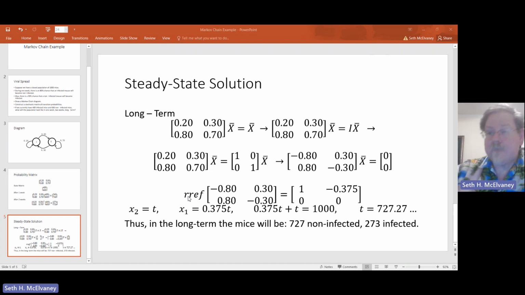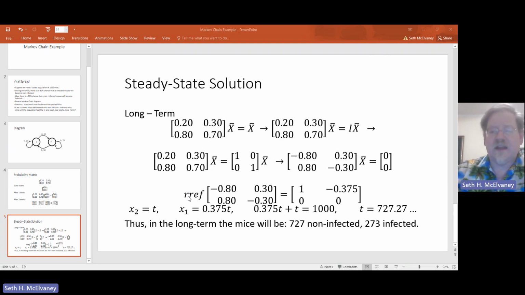Yeah, but there's one extra thing that we've got. We know that we're going to have 1,000 mice, so we know that the sum of these two values is going to equal 1,000. That leads us to being able to get a value for t. And so we get 727.2727, which repeats, so we'll round it to the nearest mouse. So we get 727 non-infected mice, and then we'll have 273 that are infected. That's the long-term solution.